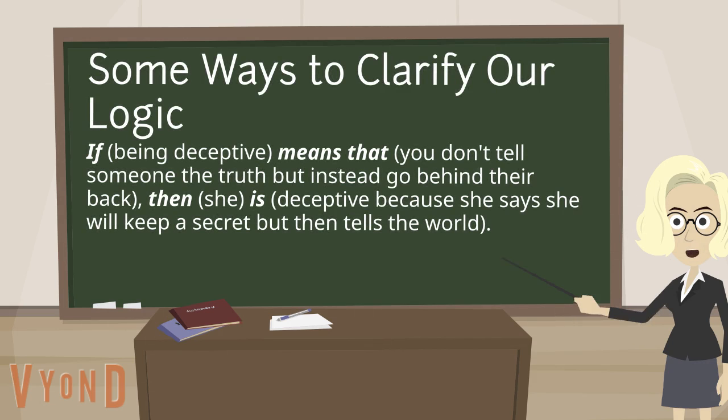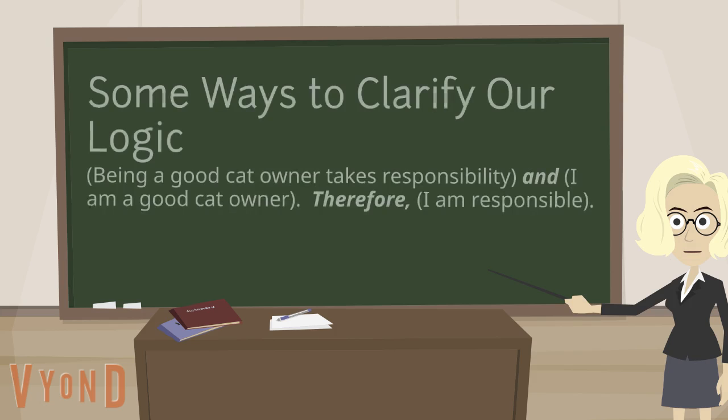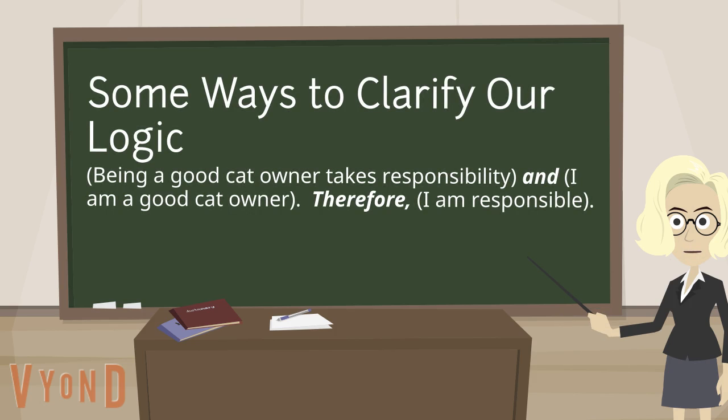Here's an example of the next one. If being deceptive means that you don't tell someone the truth, but instead go behind their back, then she is deceptive because she says she will keep a secret, but then tells the world. And now the last one.